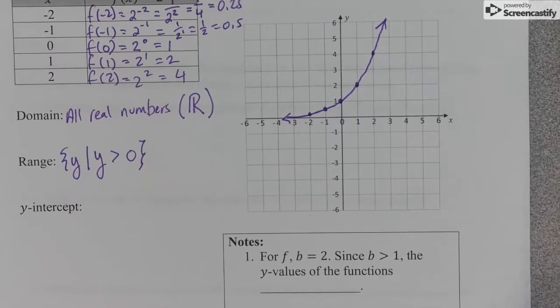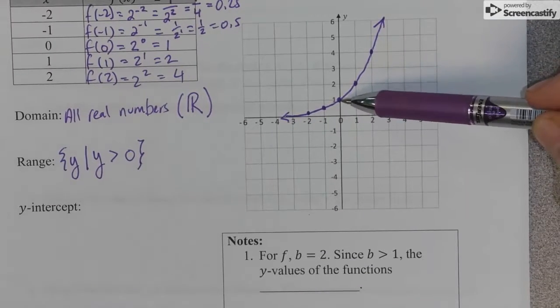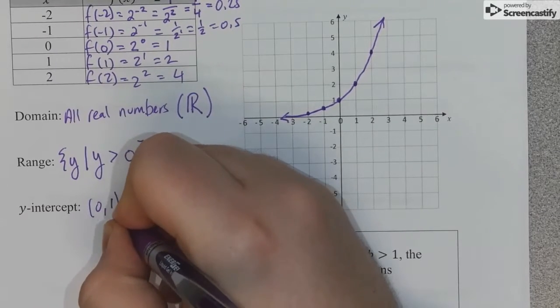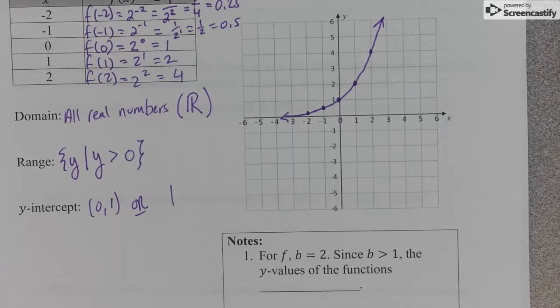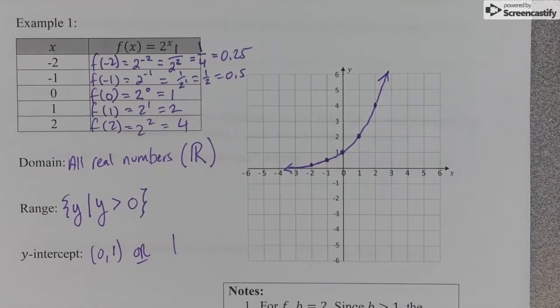Our y-intercept, where does this graph hit the y-axis? Let's just take a look. It hits the y-axis at the point 0, 1, or if you want, you could just say 1. So this is what the graph of an exponential function would look like.